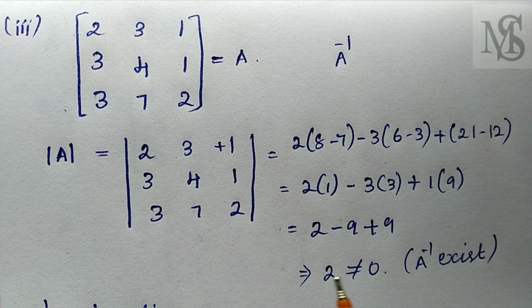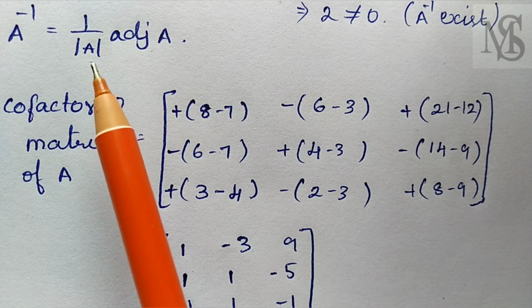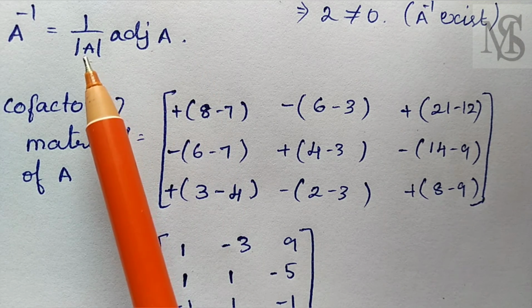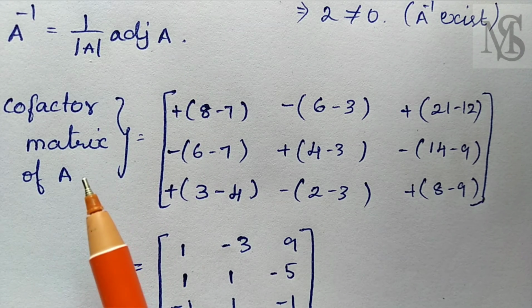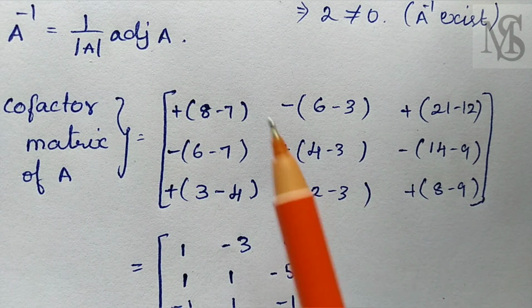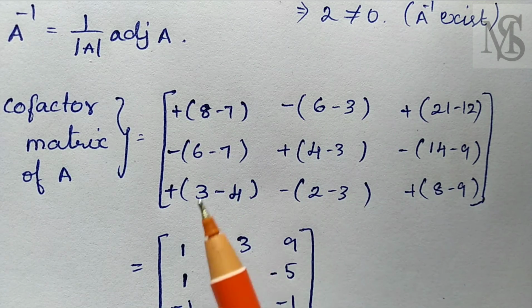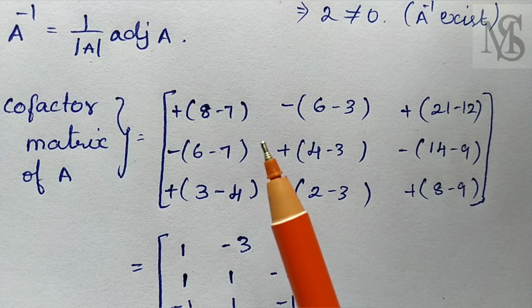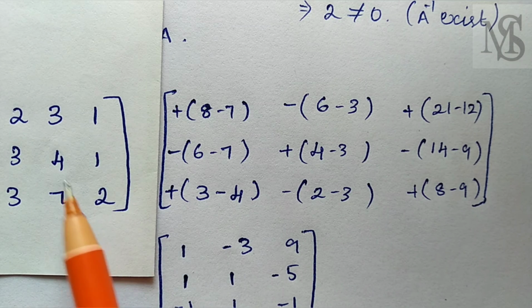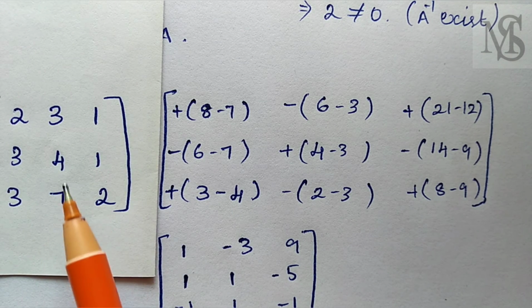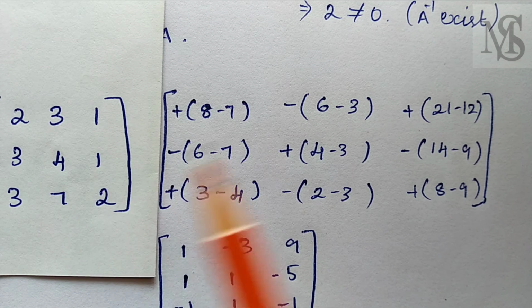By solving this, we get the answer 2, which is not equal to 0. Hence, A inverse exists. If it exists, we can go for further calculation. So A inverse is equal to 1 by modulus A into adjoint A is the formula. In this, modulus A, we know the value, that is 2. Adjoint A. To find adjoint A, first we have to find the cofactor matrix of A. That is written inside the matrix. First we have to write plus, minus, plus, minus, plus, minus, plus, minus in place, alternately the signs. First, in the first place, without considering the values which are in the first column and the first row, the remaining values have to be cross multiplied and subtracted. 4 into 2 is 8, minus 7 into 1 is 7.